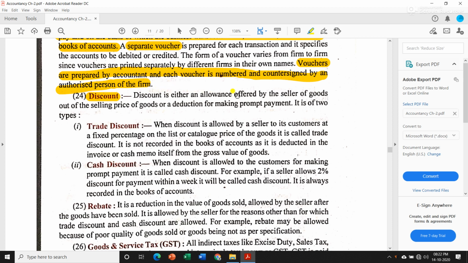The next is discount. It is an allowance offered by the seller of goods out of the selling price of goods or a deduction for making prompt payment. Discount, as we all know, is a benefit given by the seller to the consumer or customer. It is given on the selling price and not on the cost price, or it can be a deduction for making prompt payment, meaning immediate payment.